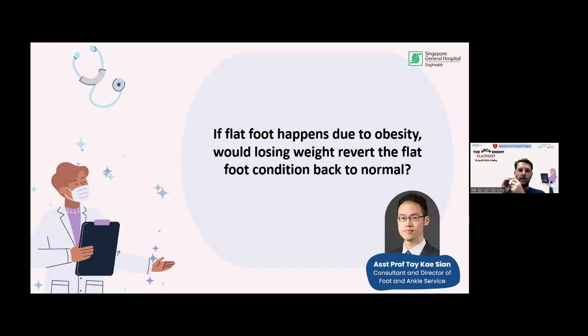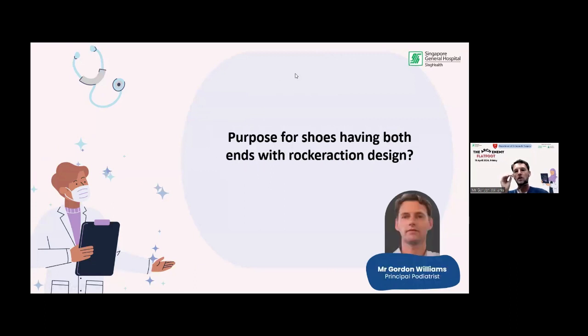Purpose for shoes having both ends with rocker action design. What that does is help encourage movement from your heel through to your toe. So that curvature is just a way of assisting movement forward, what we call the sagittal plane. But it's important to note that not everyone responds equally to that rocker action. We call them responders, and we just get better responders. But for most people, they're going to find that it's going to help them move forward.